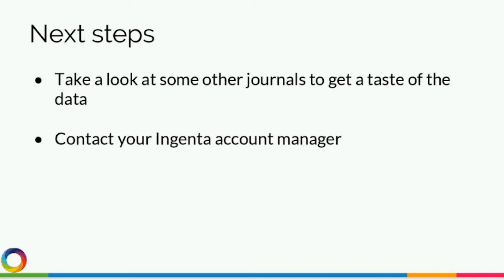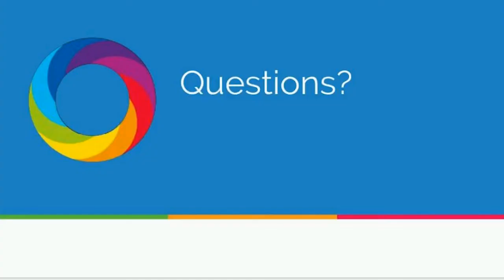In terms of next steps, I will of course answer questions here, but if you're wondering where to go from here, interested in Altmetrics, I would suggest taking a look at some other journals. Click on a few badges, take a look at the data, explore those details pages a little bit to see the kinds of attention that we're talking about. And then if you are interested in adding them to your journal pages, do get in touch with your Ingenta Connect account manager, because I'm sure they would be happy to help.